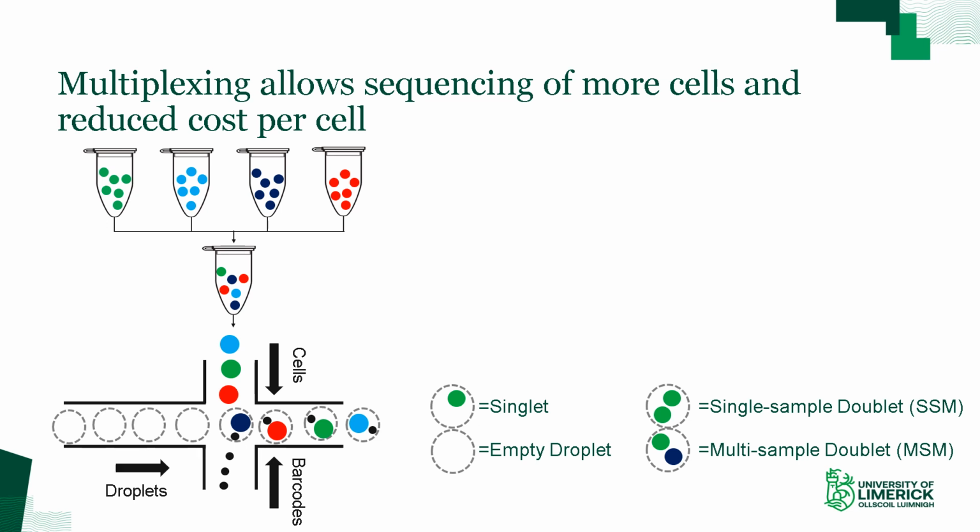So as before, we have singlets and empty droplets. However, we now can have two types of doublets. So we can have a single sample doublet, where both cells are from the same initial biological sample, or a multi-sample doublet, where the two cells are from different biological samples. So as we increase the number of groups being pooled, the ratio of multi-sample doublets to single sample doublets increases also. And this is important when we come to demultiplexing.